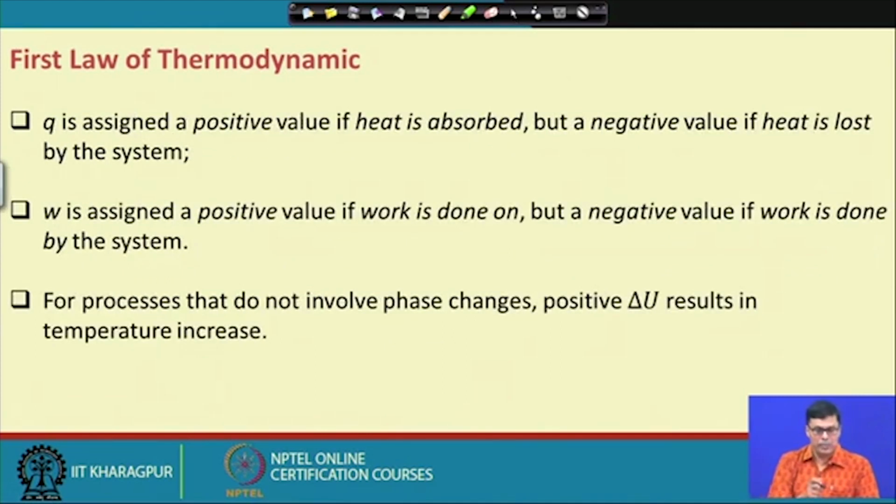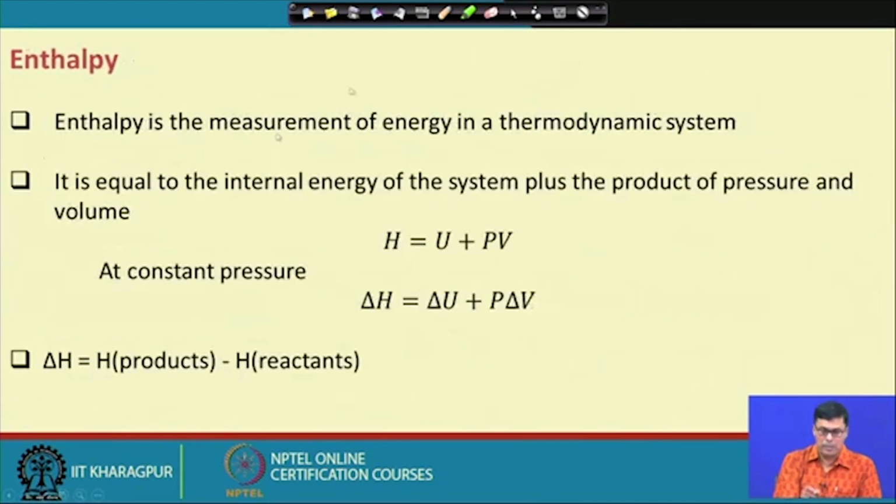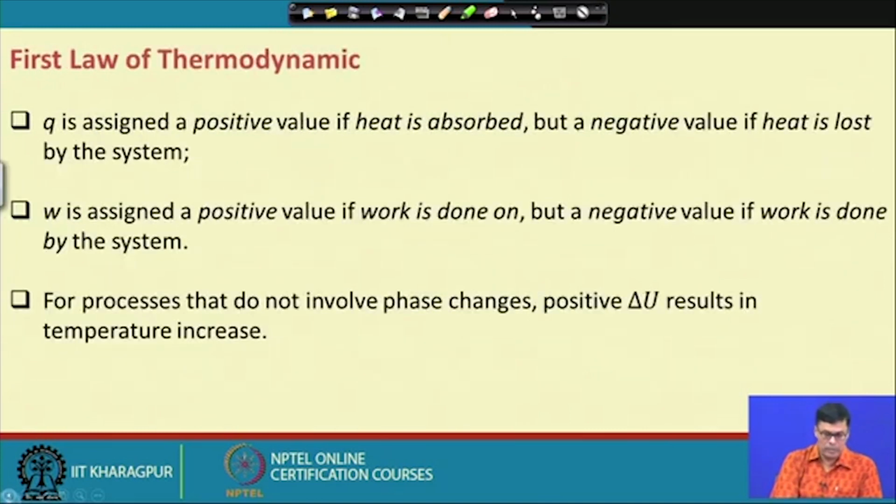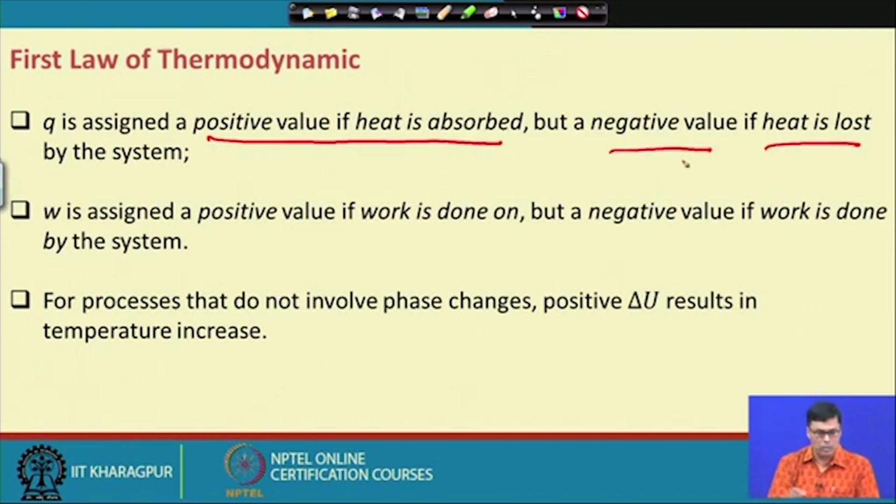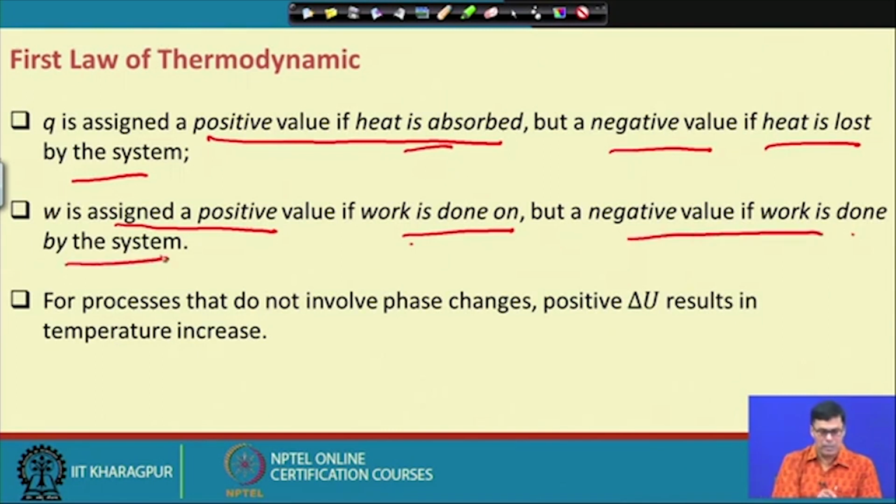Now, Q is assigned a positive value when heat is absorbed, but it is negative when heat is lost by the system. So, one is endothermic, another is exothermic. W is assigned positive when work is done on the system, but negative when work is done by the system.